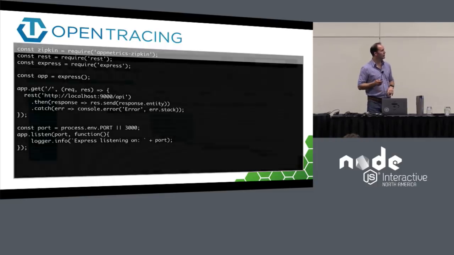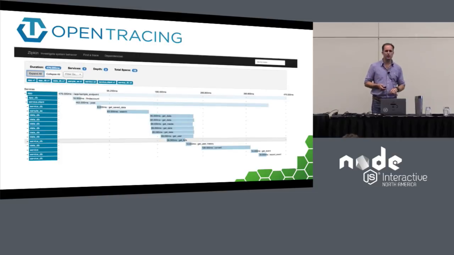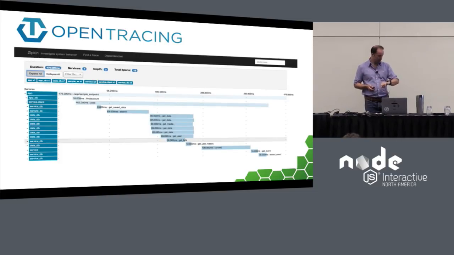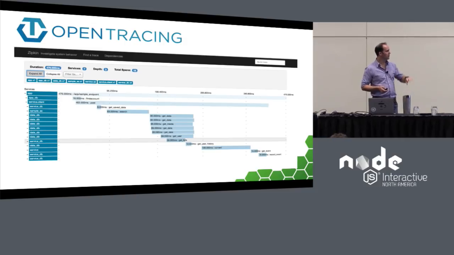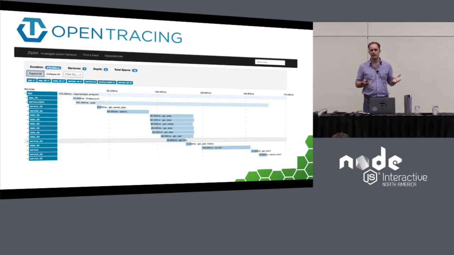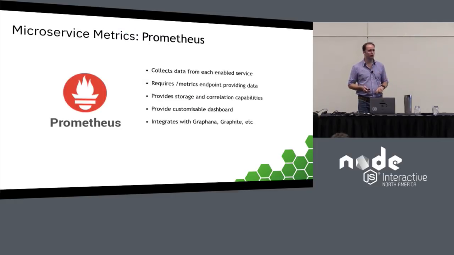So with that one line of code, this is what Zipkin OpenTracing gives you. This gives you a view of where your elapsed time is and which of the services is actually taking that time. So from this, I should hopefully be able to identify which service I believe is causing my performance problem. So that gets me to the point that I have one service. But I still need to understand what that service is doing.